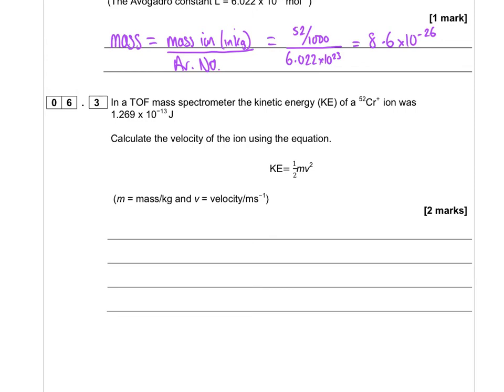In a time-of-flight mass spectrometer, the kinetic energy of the 52 chromium plus ion was 1.269 times 10 to the minus 13 joules. Calculate the velocity of the ion using the equation. Okay, so we want to rearrange that for velocity. So it's going to be the square root of 2 times the kinetic energy divided by the mass.